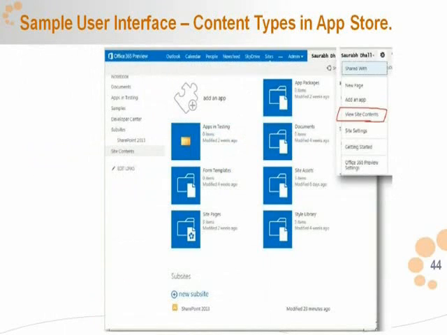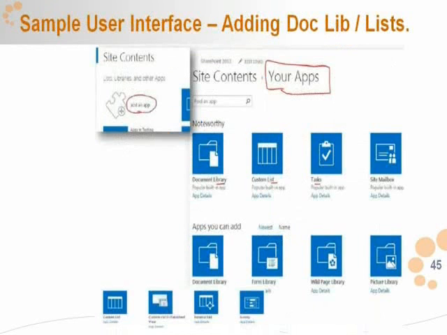This is how the content types in the App Store look. We just need to click on View Site Contents, and there we have everything listed, readily available. Just click on it, and you have that feature available on top of your site. This is how adding a document library or list library looks. We just need to click on Add an App, and there are different apps, different content types already available. Just click on it, and it is right there on your site. Earlier, these things were known more as content types. Now the same thing is available with the name of the app.